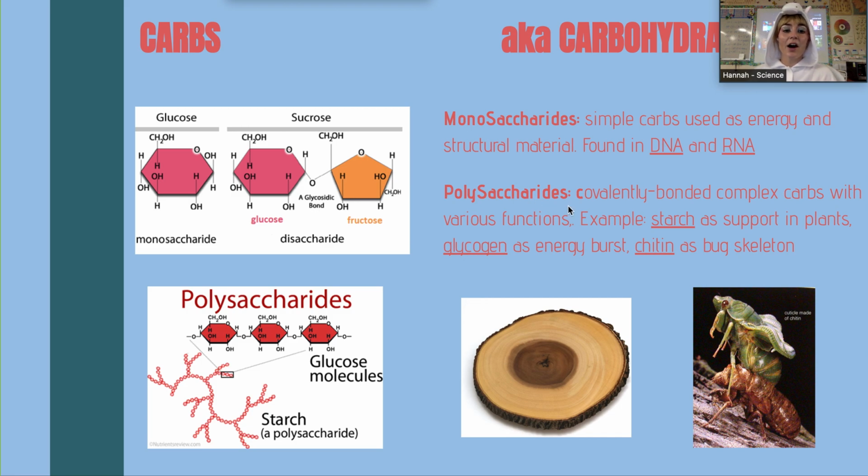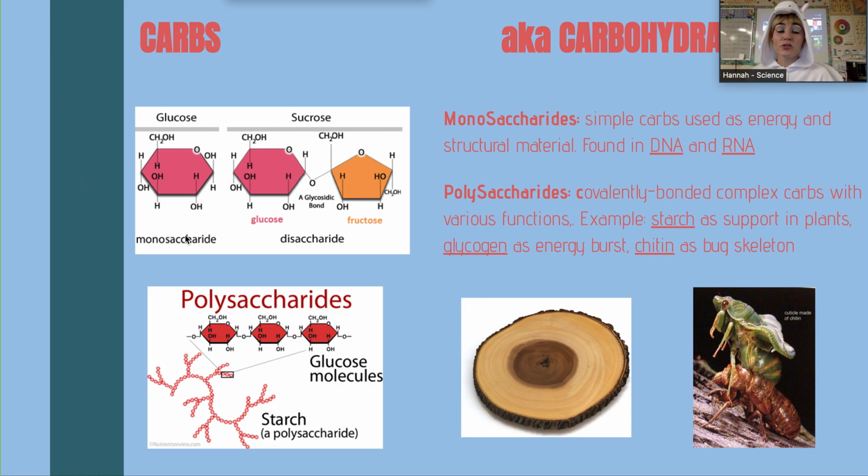Polysaccharides, on the other hand, are covalently bonded. So remember, that means they're sharing those electrons. And these are complex carbs with various functions. So we can see starch as a support system in plants, glycogen for us as a burst of energy, and then chitin as bug exoskeletons.